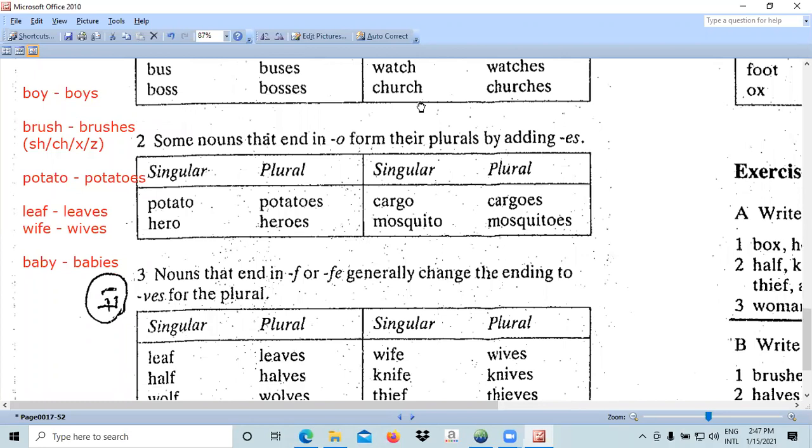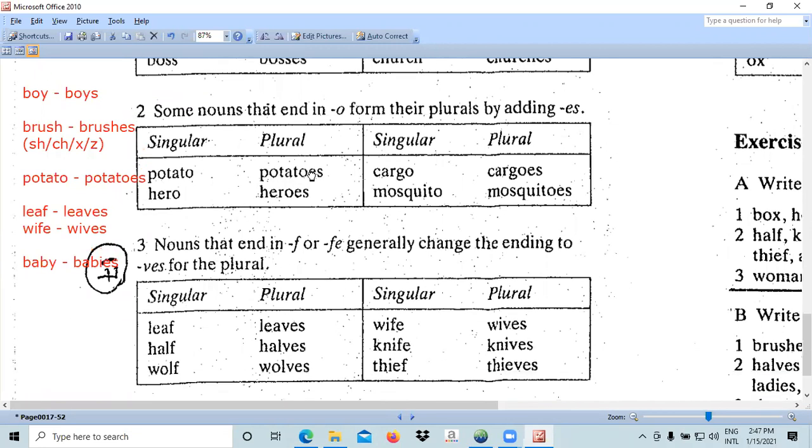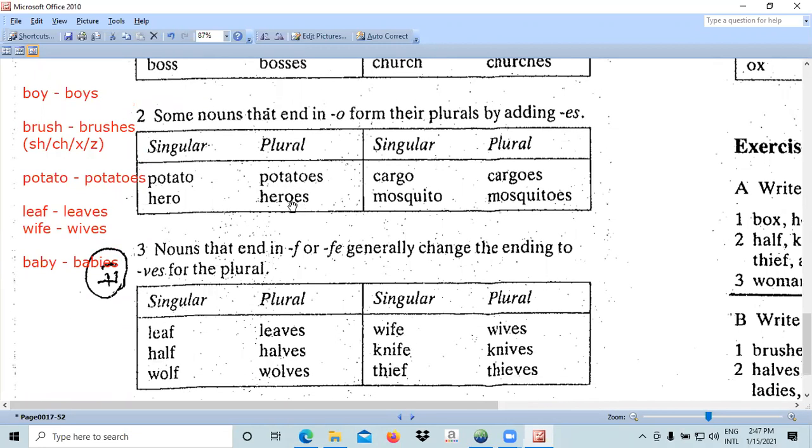the number two. Potato, potatoes. Hero, heroes. Cargo, cargoes. Mosquito, mosquitoes.